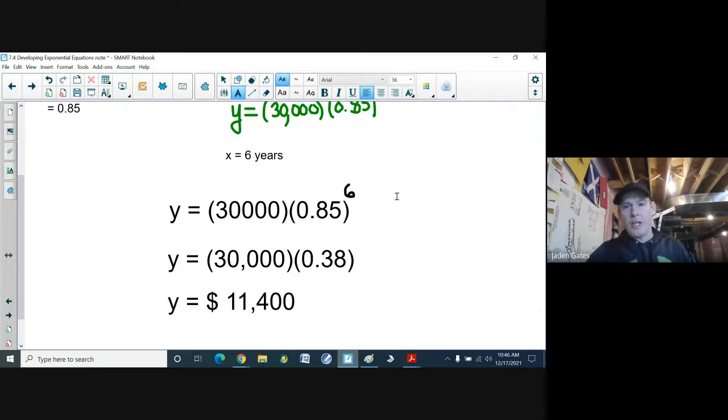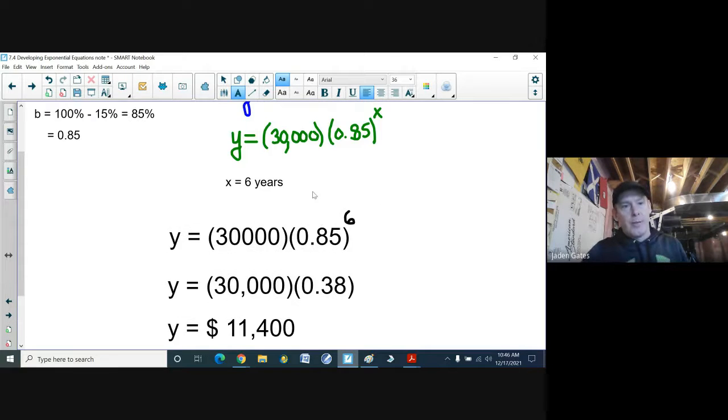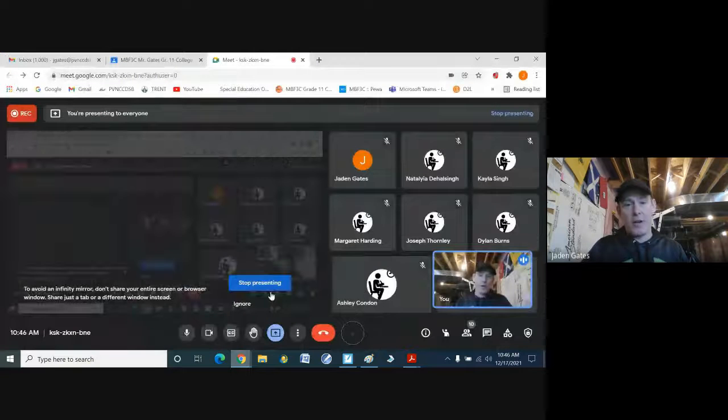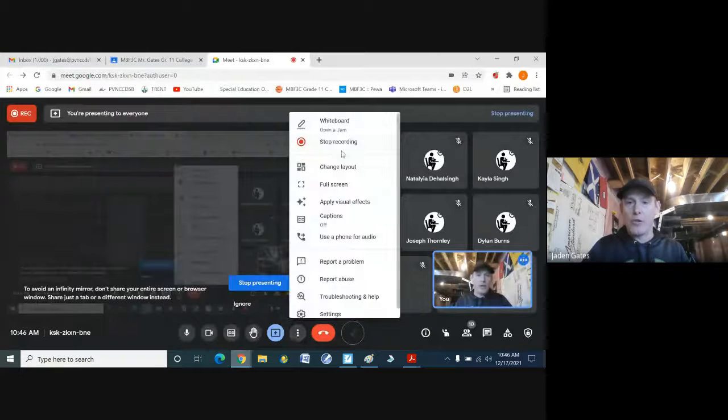So that was an example of an exponential decay question. Again, your a is your starting amount. For b, you're starting with 100% of what you've got, and then you're either losing or gaining percentages after that, depending on whether you have an exponential decay or an exponential growth equation.